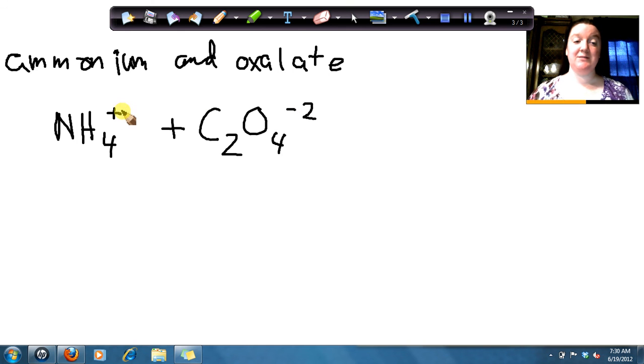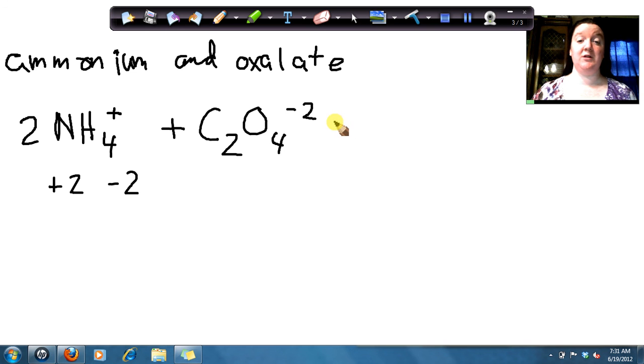Now this only has a +1 charge, this has a -2 charge, and I have to make those charges cancel out. So what I'm going to do is put a coefficient in front of this, 2. So now I have 2 +1 charges, so that gives me a +2 charge overall. And here I have my -2. 2 minus 2 gives me 0, which is what I'm looking for.